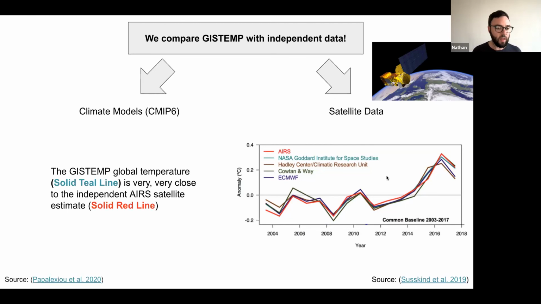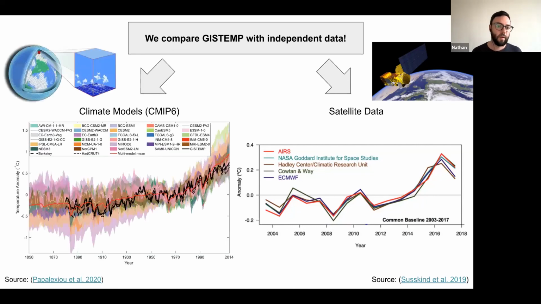And so to say this in words again, the GISS temp global temperature as shown in the solid teal line is very, very close to the totally independent AIRS satellite estimate as shown by the solid red line. And so just to put these all up on one slide, these are really two totally different principles for checking the global temperature work, and they both have quite high agreement with what we're seeing from GISS temp and the calculations we're making from thermometers.